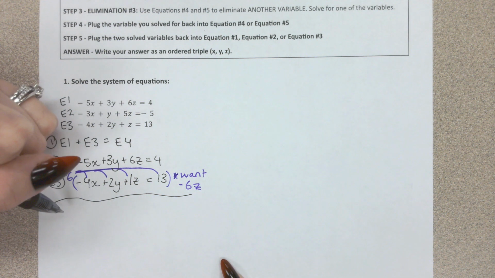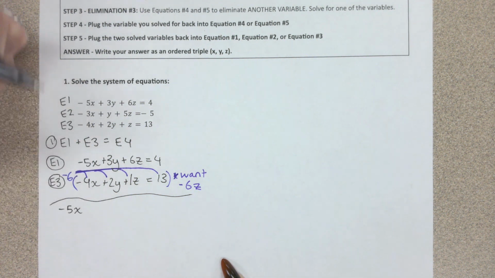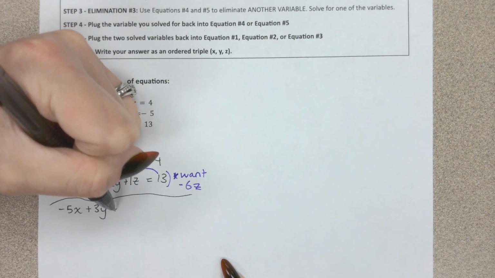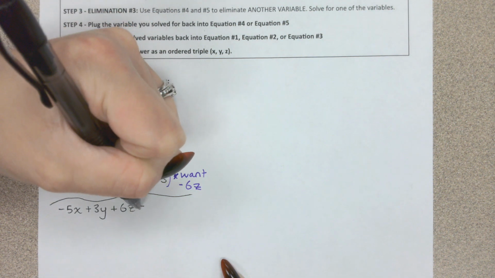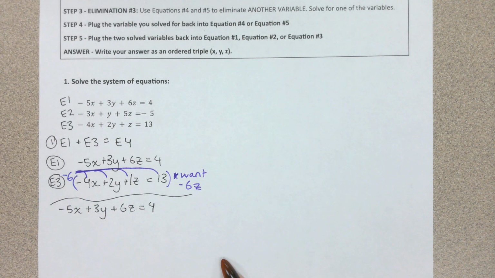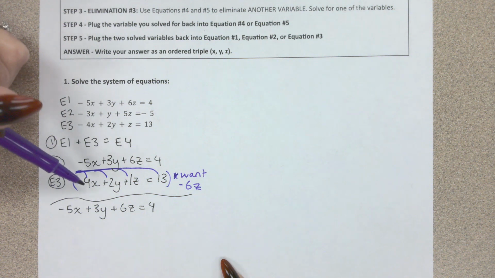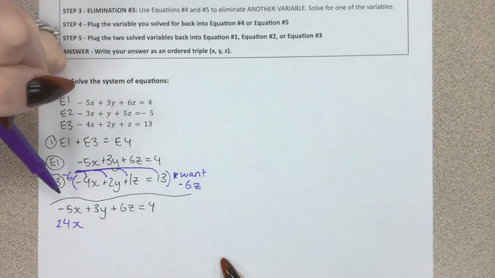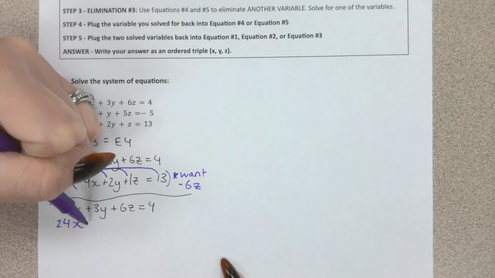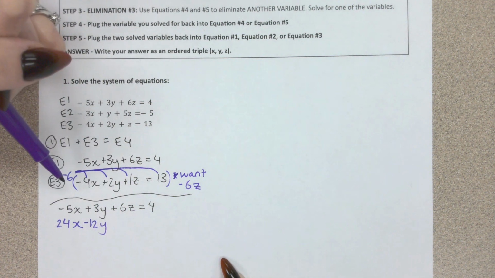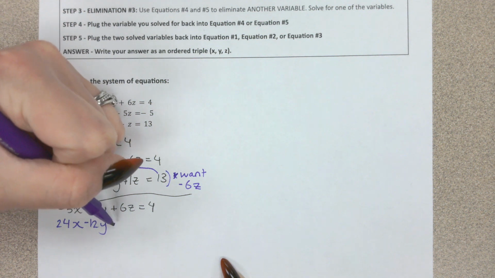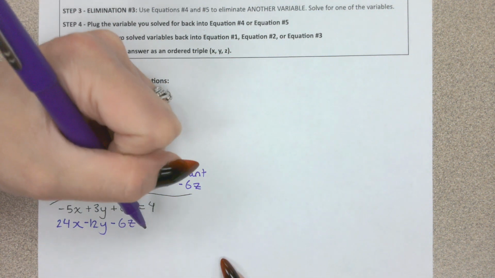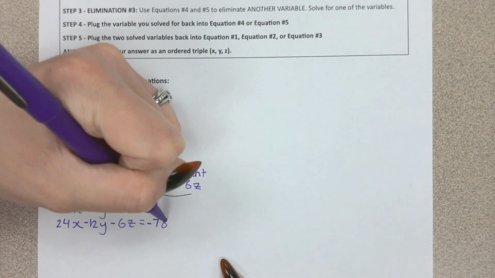I'm going to rewrite both of these. We have negative 5x plus 3y plus 6z equals 4. On the bottom, negative 6 times negative 4, that's positive 24x. Negative 6 times 2y, that's negative 12y. Negative 6 times 1z, that's negative 6z. Negative 6 times 13, that is negative 78.